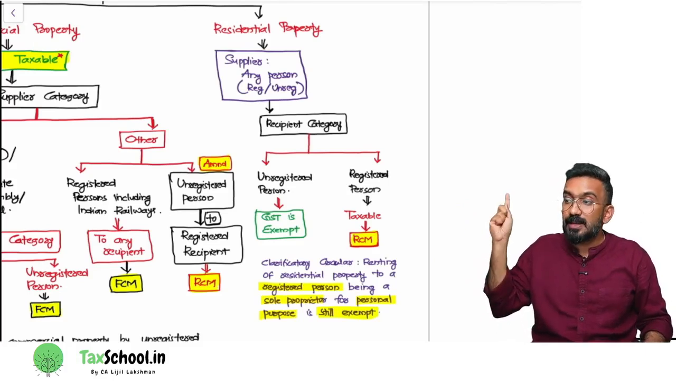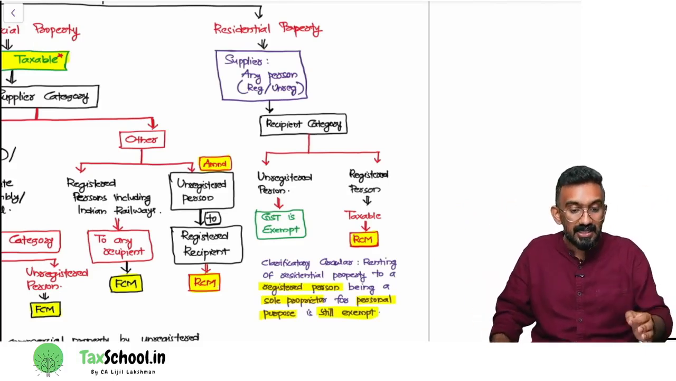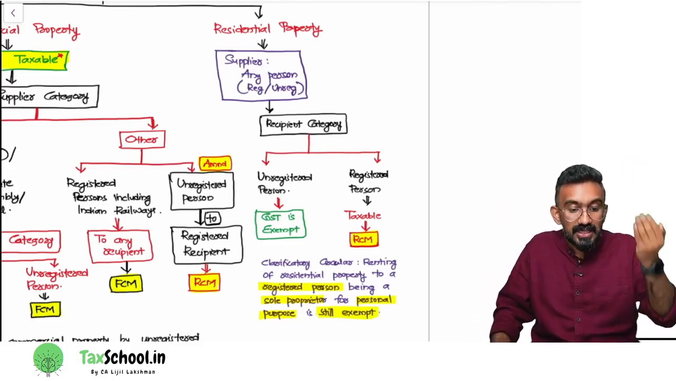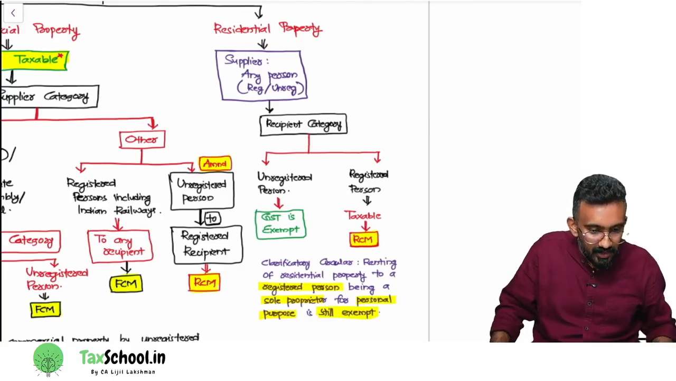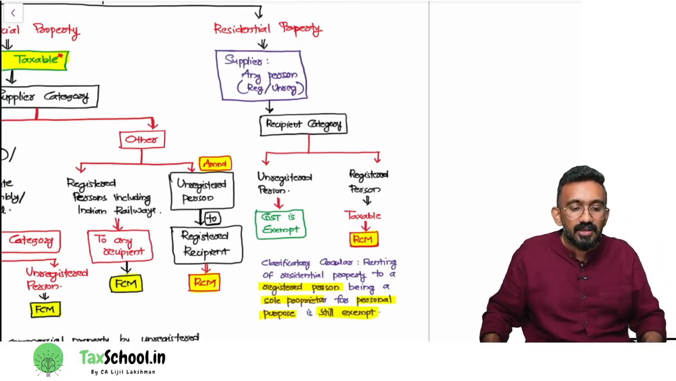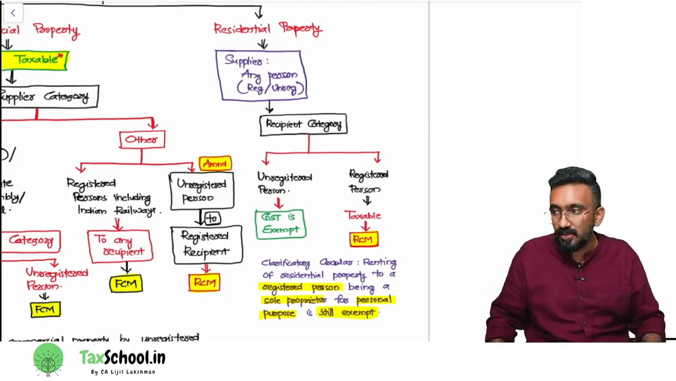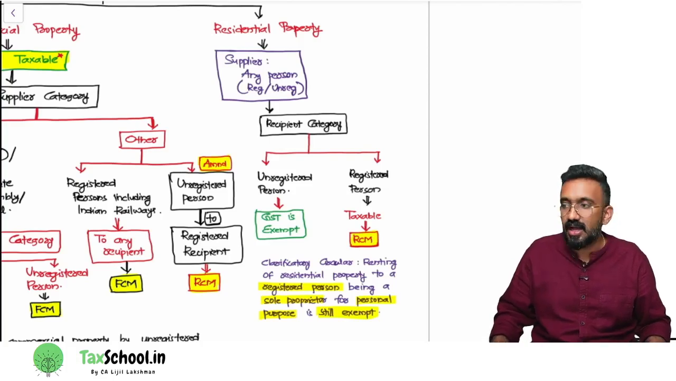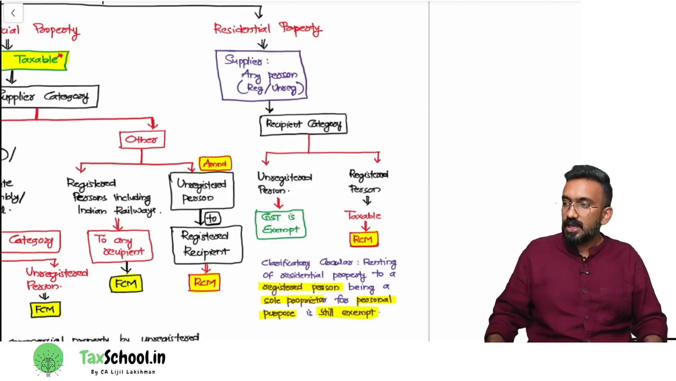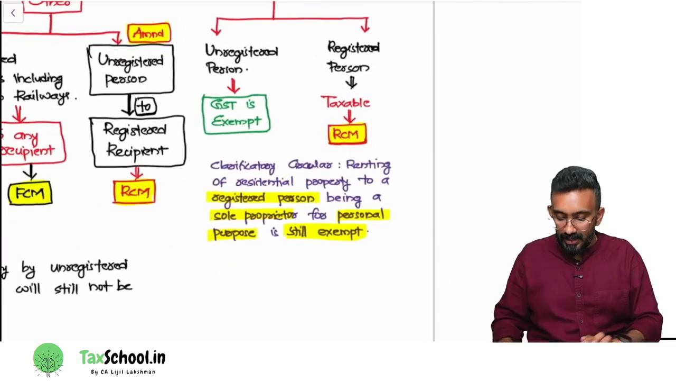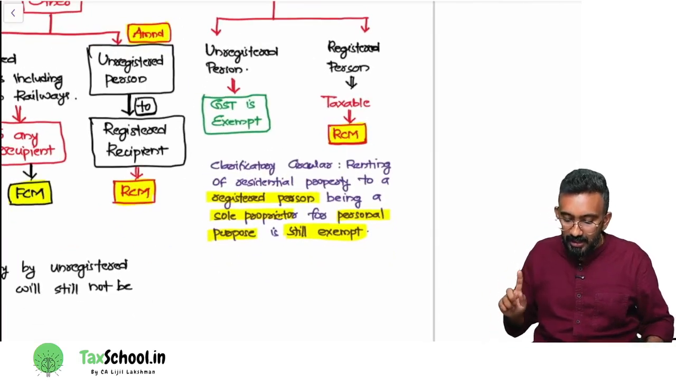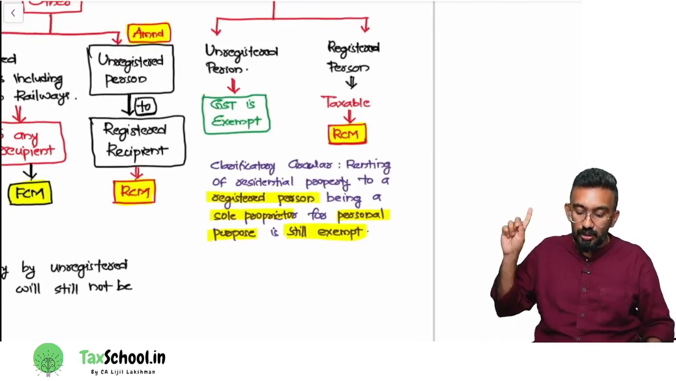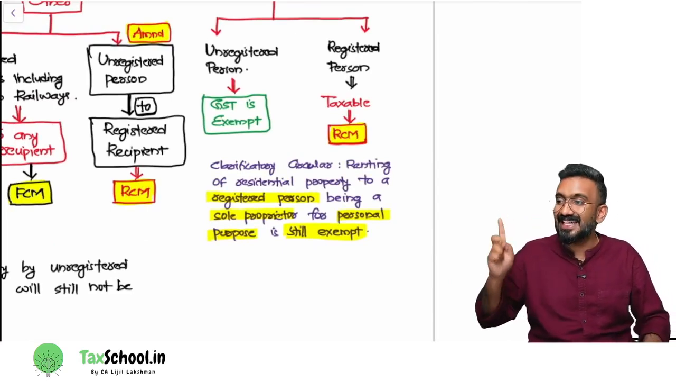But if the recipient is a registered person, an academy has taken this guest house on rent for its faculty to stay. Now the recipient is registered. Who will pay taxes? The recipient will pay tax under reverse charge mechanism. It will be taxable under RCM. Clarificatory circular is also there. Renting of residential property to a registered person being a sole proprietor for personal purpose is still exempt.